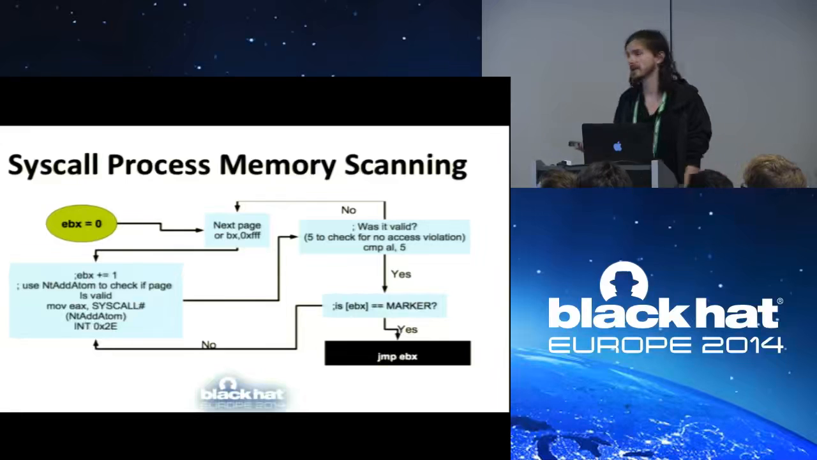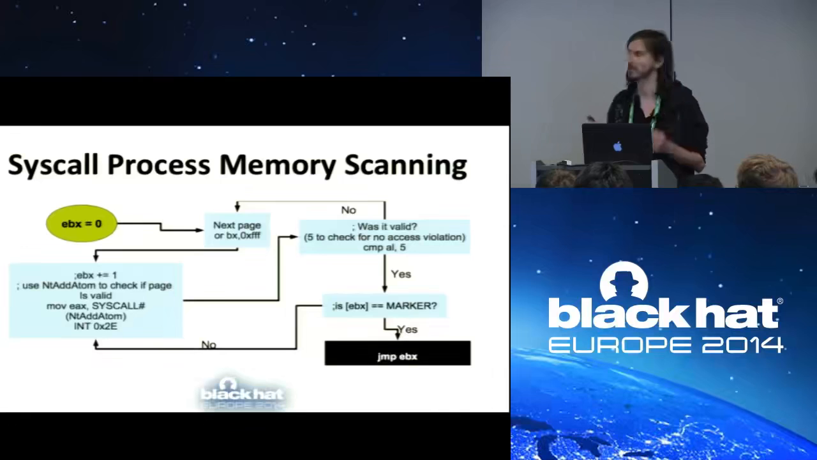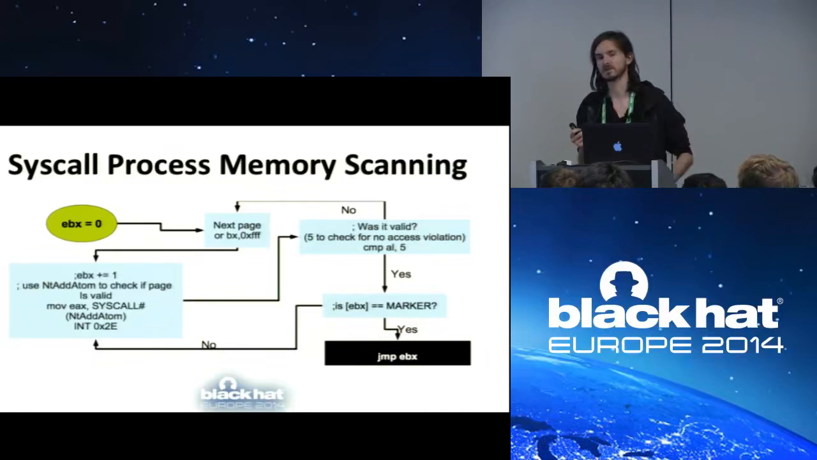Finally, there's egg hunting. For those who don't know, egg hunting is usually when you have a small piece of shellcode, and you have a large piece of shellcode that was put in memory earlier using some other method. You search throughout the memory for your egg, and then you execute the egg.